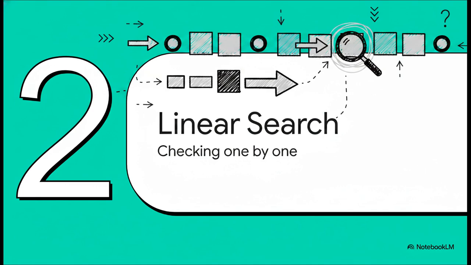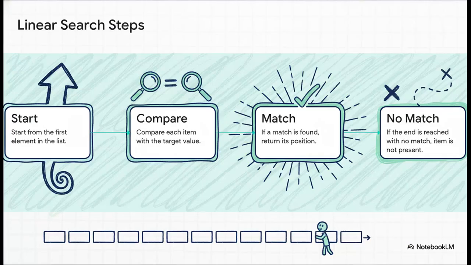Moving on to Section 2, Unpacking Linear Search. Checking one by one. You know, linear search is honestly brilliant in its pure simplicity. Here's the step-by-step logic, which, by the way, closely mirrors how you'd write this out in Python. Step 1, you just start at the very first element in the list. Step 2, you compare that item with your target value. Step 3, if it's a match, great. You return its position and you're done. But if it's not a match, you just move on to the next item and repeat the whole thing. Finally, step 4, if you reach the very end of the list and there's still no match, you can confidently declare the item is not present, usually by returning a -1.